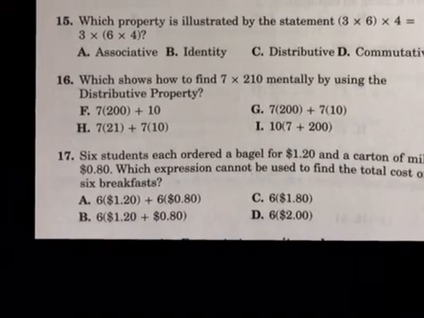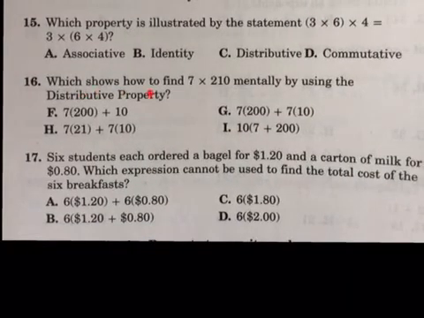Okay, let's see here. Which shows how to find 7 times 210 mentally by using the distributive property? Well, personally, if I were doing this mentally, I would do 7 times 21, right? And then I would add the 0 later. Or actually, you could do it the way they're showing here. 7 times 200 and then 7 times 10.